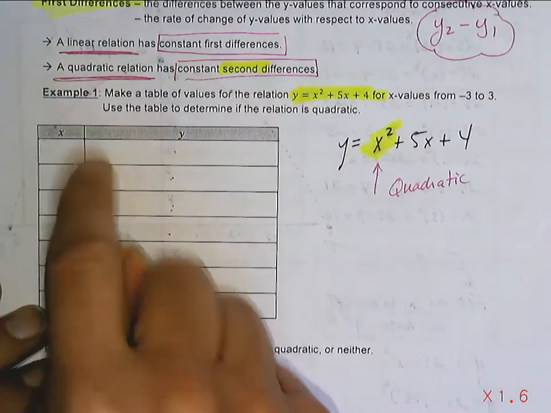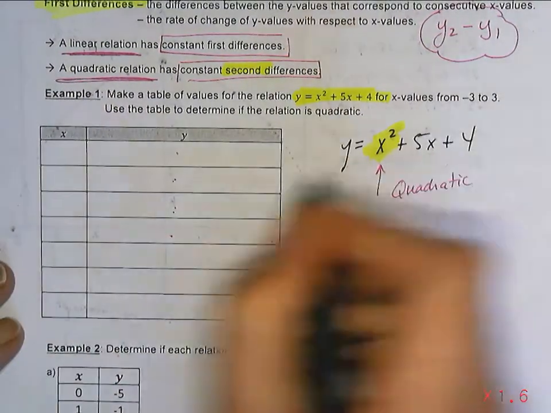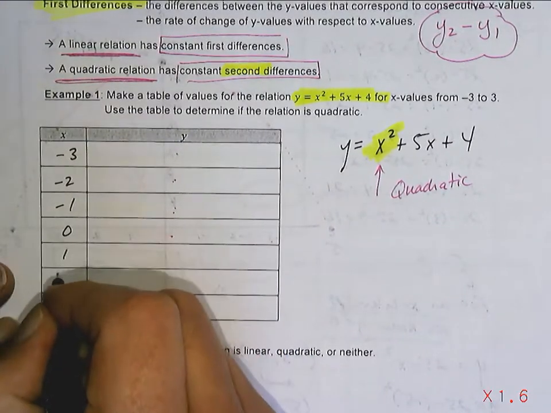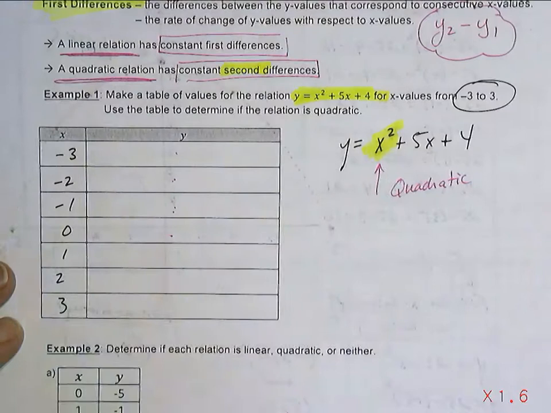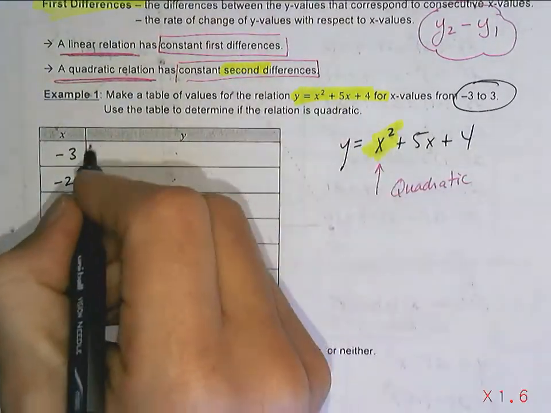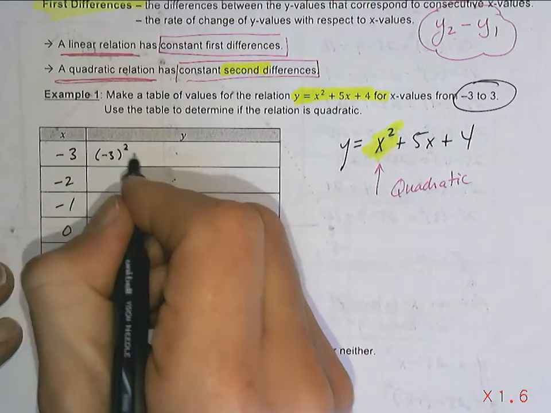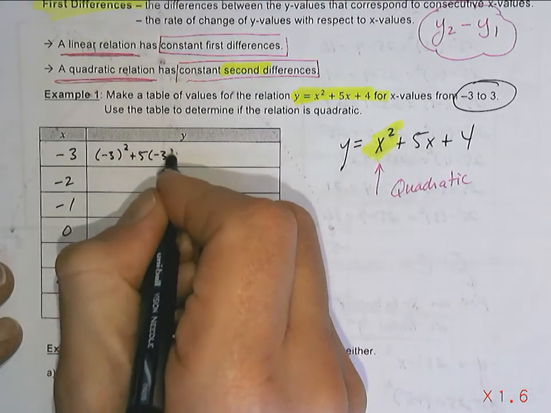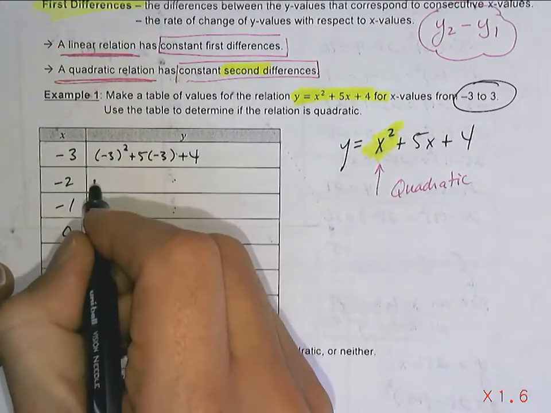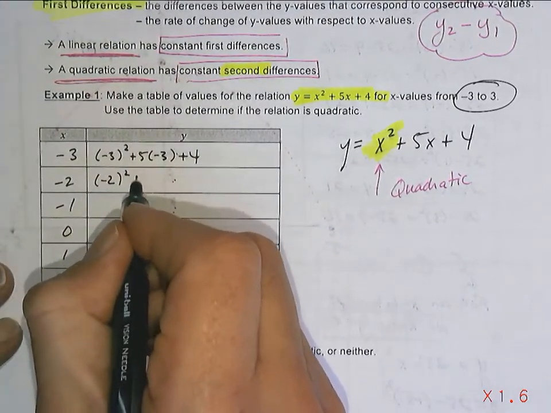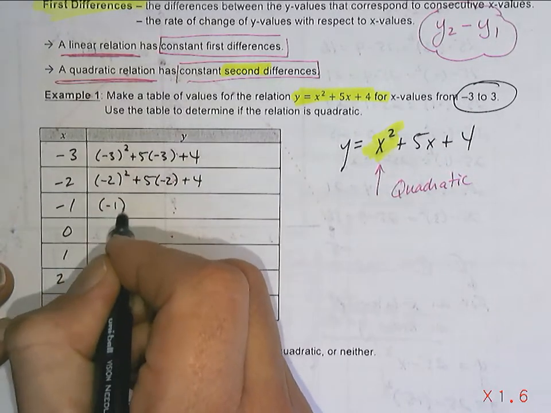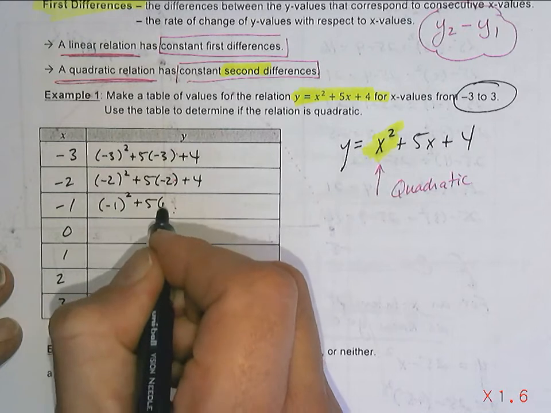Now, let's do what it says. It wants me to plot in the values from -3 to -2 to -1 to 0 to 1 to 2 to 3. That's what it said right there. So now I got to put those values into this equation. So it's -3 squared plus 5 times -3 plus 4. Now, do that with your calculator. Make sure you get it right. So I'm going to put in all of the values, and then I'm going to come back and do it. But you need to make sure that you can do it, so give it a try.